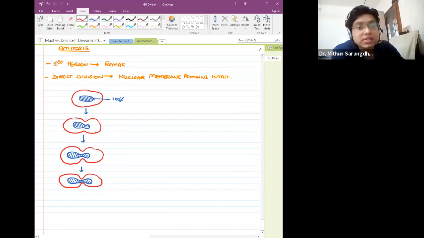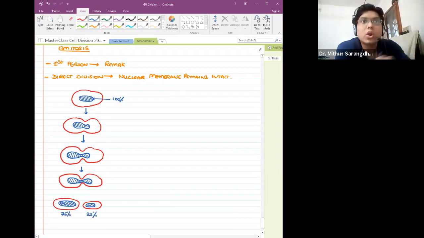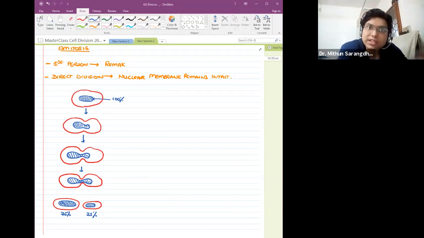But now when this snaps off, what are we going to see? We are going to see that we have one cell like this and another cell like this. But now, what about the nucleus? You are going to see that one cell receives more nucleus and the other cell receives less. So let's imagine the left hand side received 75% of the nucleus, and the right hand side received 25% of the nucleus. Now, guys, what do you think? Are both the cells going to survive?